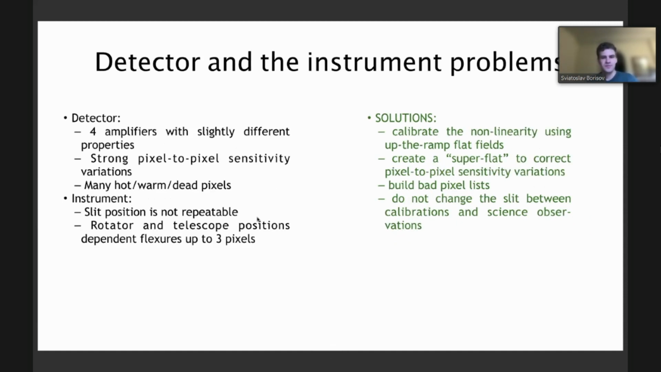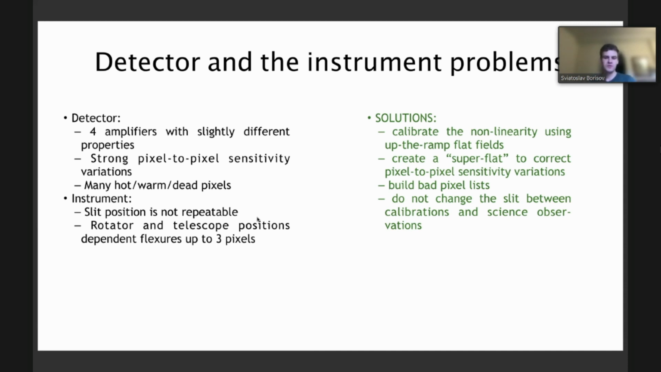The second type of problems relates to the detector and the instrument. The detector itself has 4 amplifiers, but they're slightly different. It also might have some problems with pixels because they might be hot or dead, and they have different sensitivity. As for the instrument, there is one very crucial problem. Its slit position is not repeatable, which means that if you use one slit, then change it to another, and then change it back to the first one, its position is not going to be the same as the initial.